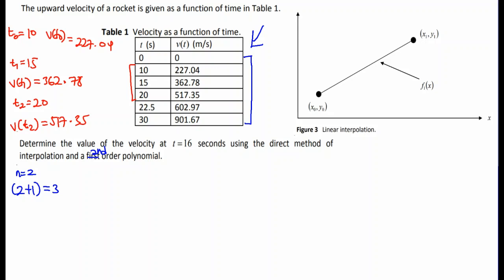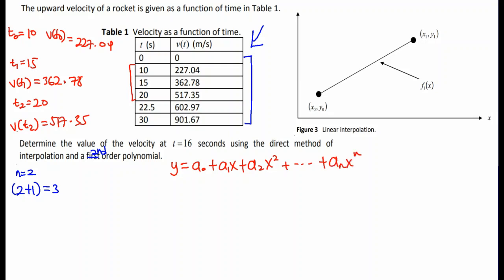So you're using a second order polynomial. Let's look at how you're going to go about this. The general formula is of the form y equals a0 plus a1 x plus a2 x squared, all the way to plus an x to the n, right?